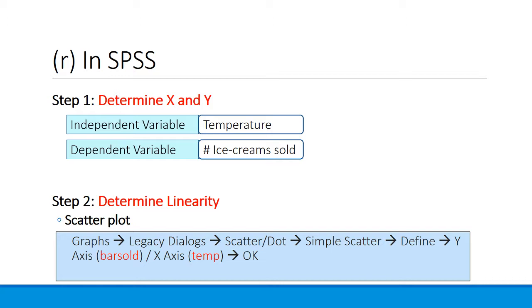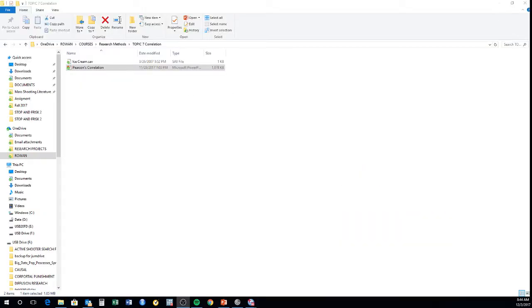The second step is to determine whether or not the relationship is linear. Remember, Pearson's correlation coefficient only measures linear associations. So if the relationship is not linear, then you cannot use Pearson's correlation coefficient. So to do that, you have to inspect that relationship visually. You have to get a scatterplot. So here are the instructions for a scatterplot. Let's go over that using SPSS.